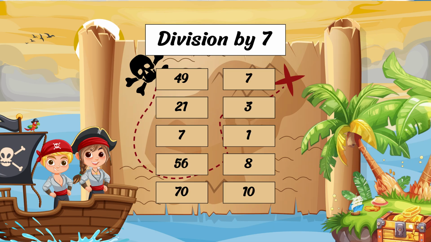The solutions are 49 divided by 7 equals 7, 21 divided by 7 equals 3, 7 divided by 7 equals 1, 56 divided by 7 equals 8, and 70 divided by 7 equals 10.